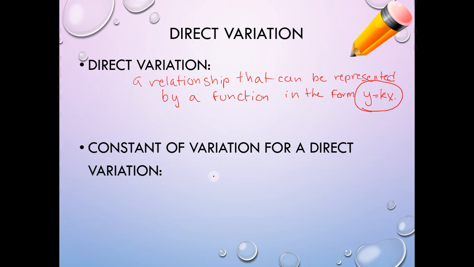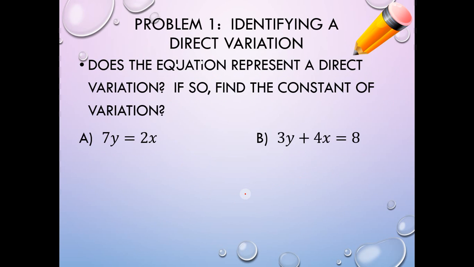Now, a constant of variation, this is the coefficient of x, aka the number in front of x. So in this case, it's always going to be k. So if they say find the coefficient, the constant of variation, we're going to want to find k. So first things first, we want to see how to identify a direct variation relationship.